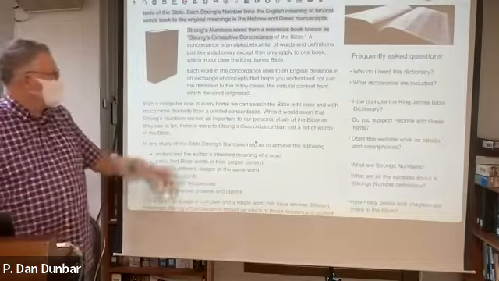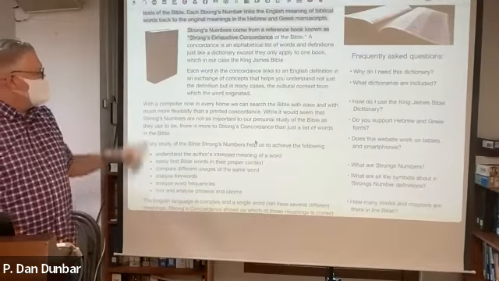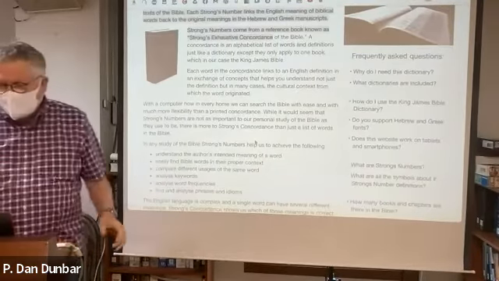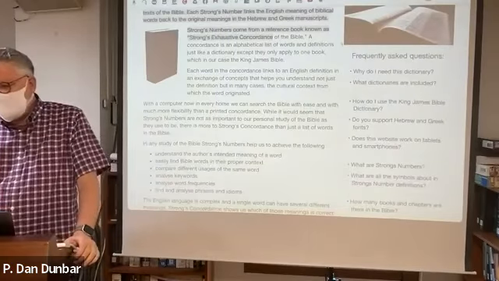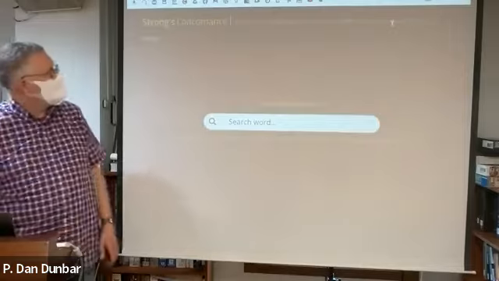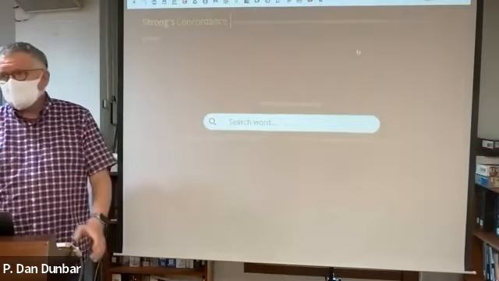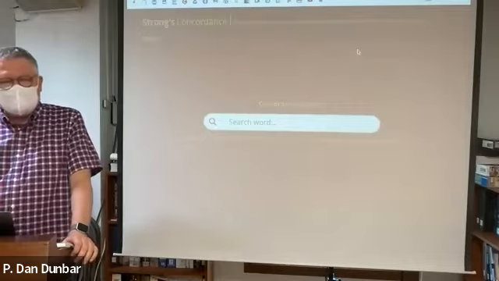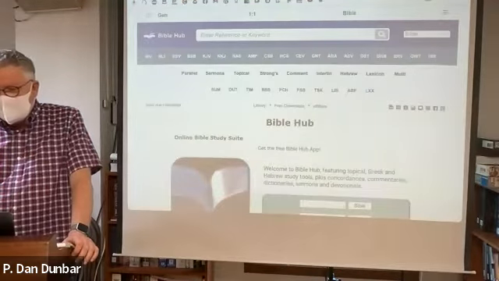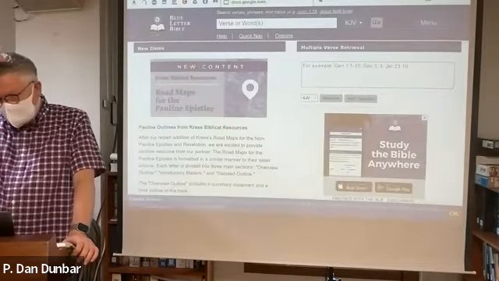It says right here, with a computer now in every home, you can search the Bible with ease and with much more flexibility than with a printed concordance. So you can just look it up online. So here's the Strong's Concordance website that we talked about yesterday, where you have to search by a word that you see in the Old King James Bible. Here's Bible Hub again, and here's Blue Letter Bible again, because we're going to be using those today.